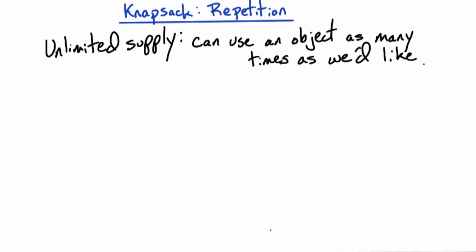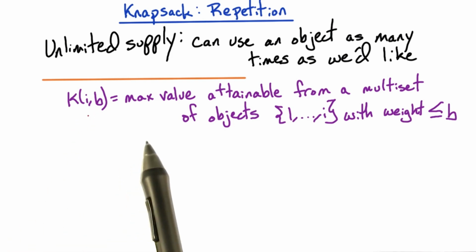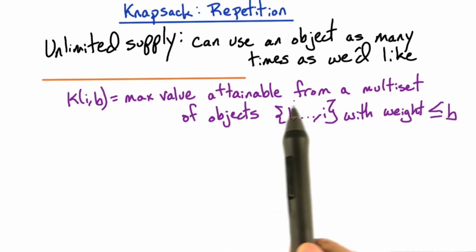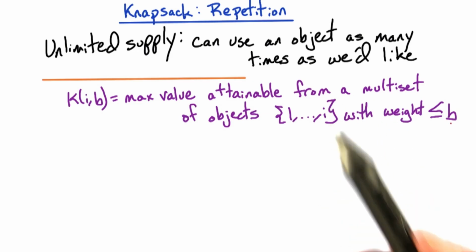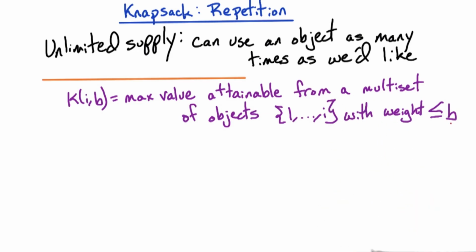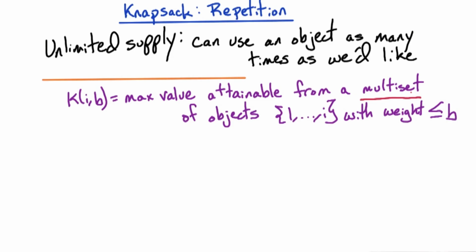Try to gain some insight. So our subproblem for the previous version of Knapsack was K(i, b), the max value we can obtain using a subset of objects 1 through i with total weight at most little b. Now in this version, we're allowed to use objects multiple times. So instead of a subset, where an object appears at most once, we're going to consider a multiset, where an object can appear multiple times in the set. That's the only difference from the previous definition of the subproblem. Now let's see if we can write a recurrence for this subproblem definition.